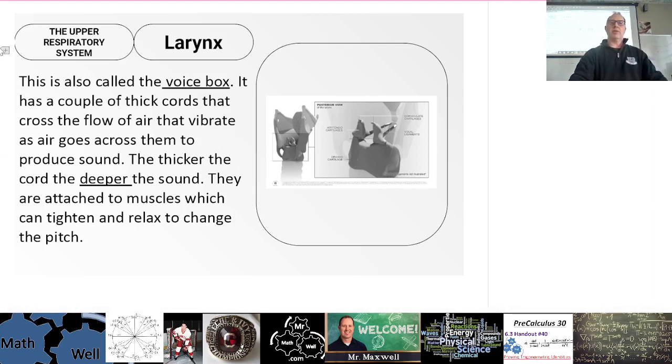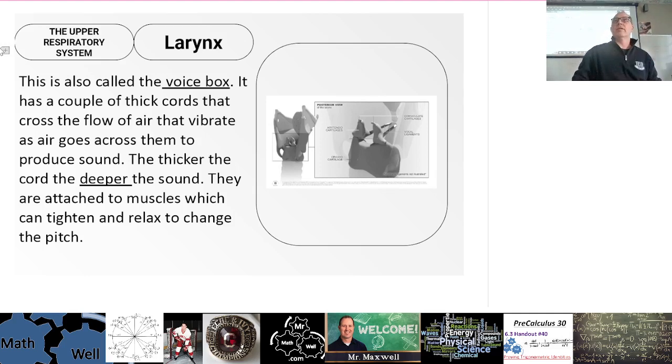They are attached to muscles which can tighten and relax to change the pitch. If you think about tight strings on a guitar, that's kind of how your voice box works. Air passes through and your vocal cords vibrate, and when they get thin and stretched, your pitch goes higher because there's a smaller space for the air to pass through. When they relax, there's more space.